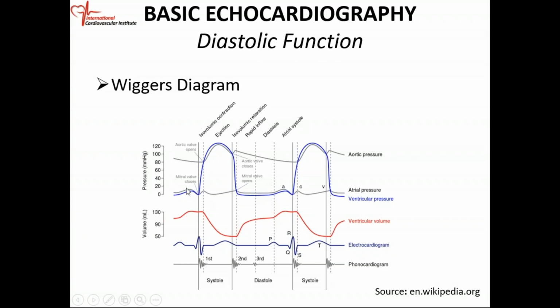But in systole, the ventricular pressure goes way up because you have to generate a significant amount of pressure to eject the blood, whereas the atrial pressure is not as high, okay? Then you have your aortic pressure. The systolic pressure in the aorta is similar to the systolic pressure in the LV. The diastolic pressure in the aorta, however, is much higher than the diastolic pressure in the LV. And if you put all of them together, that's what we call the Wiggers diagram.